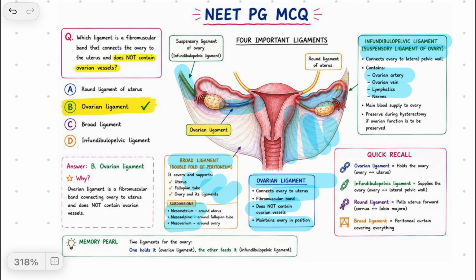And the round ligament of the uterus here. It is attached to the cornu of the uterus and to the anterior one third of the labia majora. This has nothing to do with the ovary here.